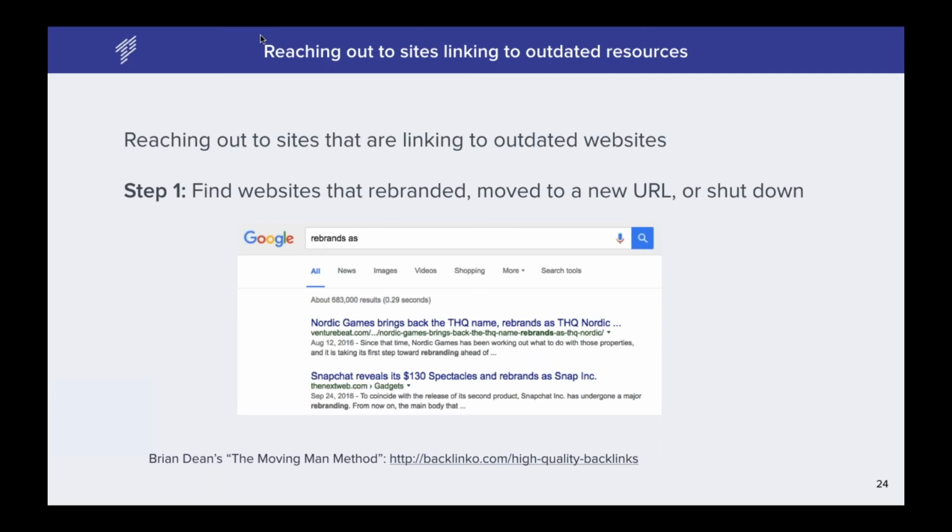Now you have to find those websites that ran out of business. What you can do is just Google words like rebrands as, service not available, page no longer exists, keywords like that. And also you can set Google alerts. Make sure you also add the niche to that, or the name of the keyword.